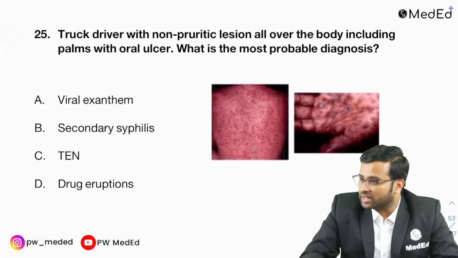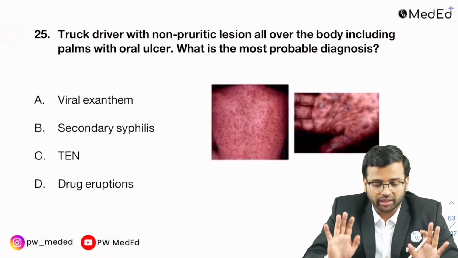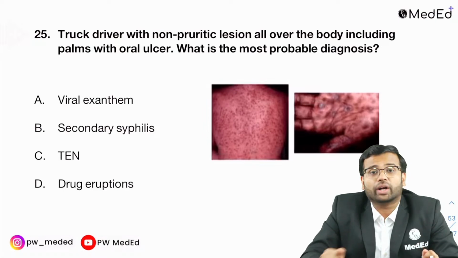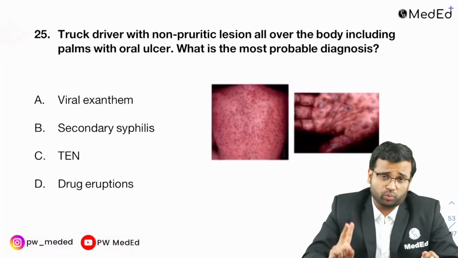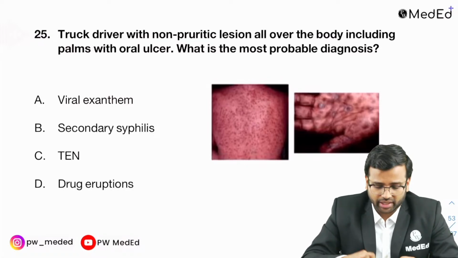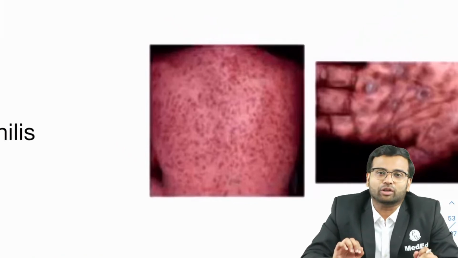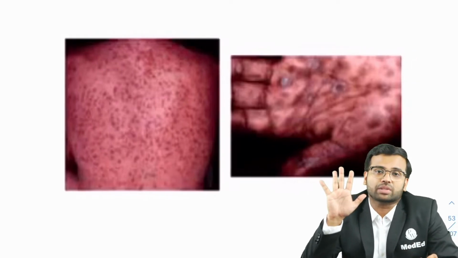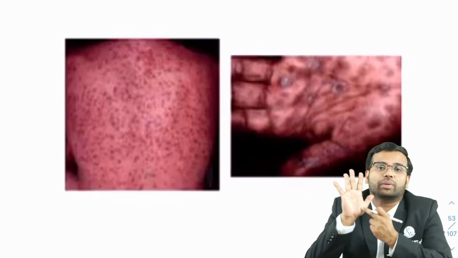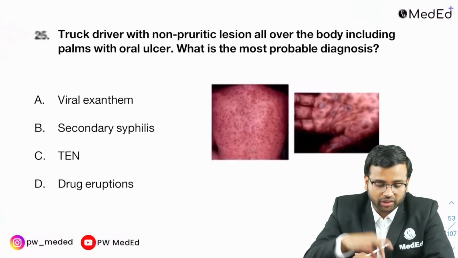So the first question is, a truck driver with a non-pruritic lesion all over the body, including the palms, with oral ulcer, what is the most probable diagnosis? There are two images given, and you can see an image of the trunk where there is a coppery kind of macular lesion, and also an image of the palms where you can find copper colored macular lesions. Now, what do all these things indicate?